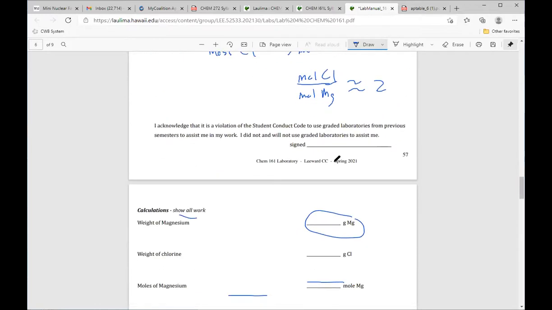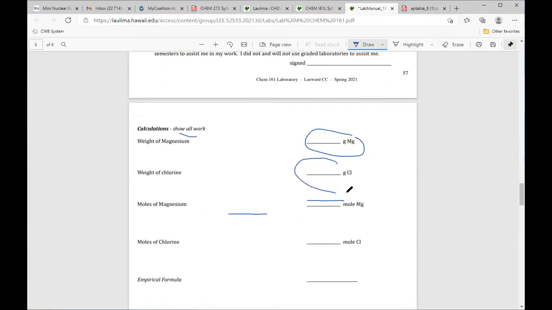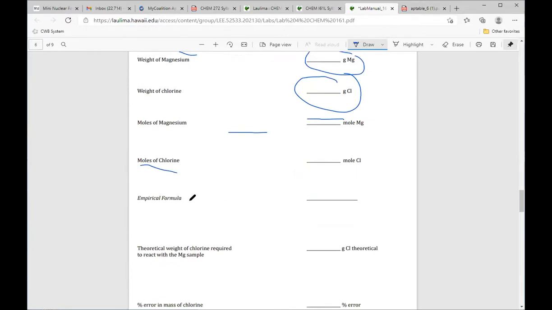And that mass that you use goes here. And then you show me the calculation. Now you show me the proper calculation, just like we did moles of magnesium for the moles of chlorine. 35.45, I believe, is the molar mass of chlorine. And you calculate the moles of chlorine. And then you show me the empirical formula, which is just the moles of chlorine divided by the moles of magnesium. That's the empirical formula.